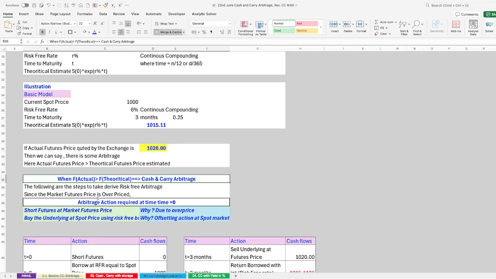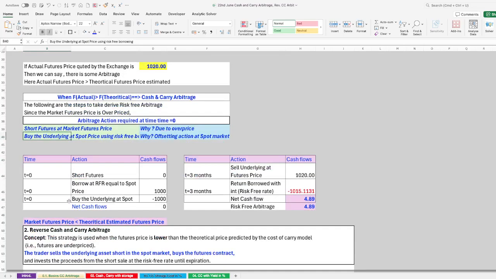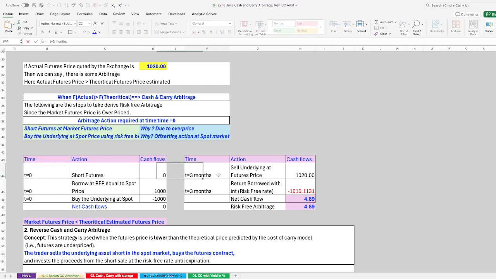What are all the actions that we need to take? The first step: since the market futures price is greater than the theoretical price, we say the futures price is overpriced. That means we short the futures. And because of the overpricing, we take the offsetting action in the spot market by buying the underlying at the spot price, borrowing at the risk-free rate. Let's quickly go into the actions and the cash flows at time t0, at the inception, as well as at expiry.